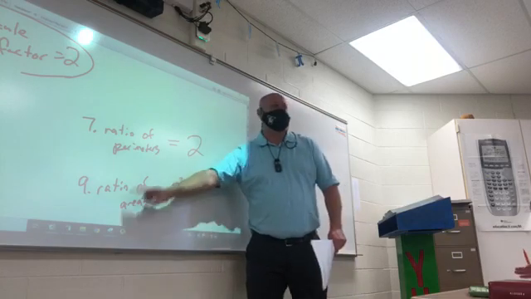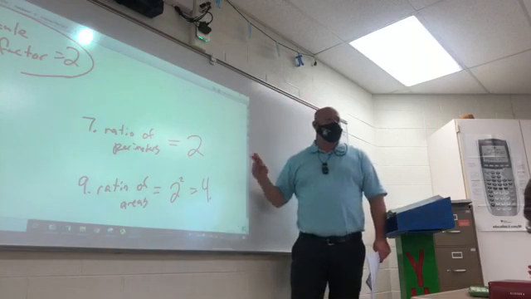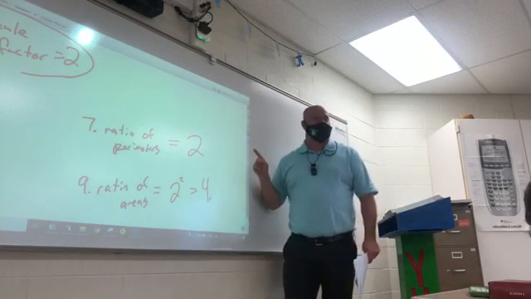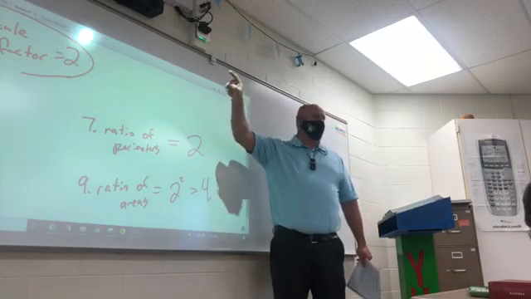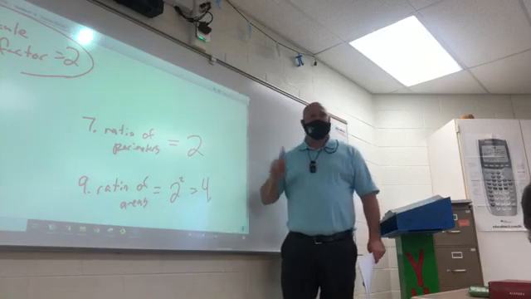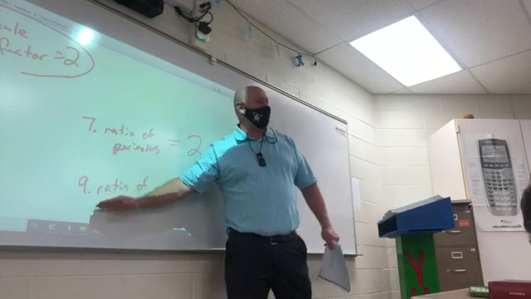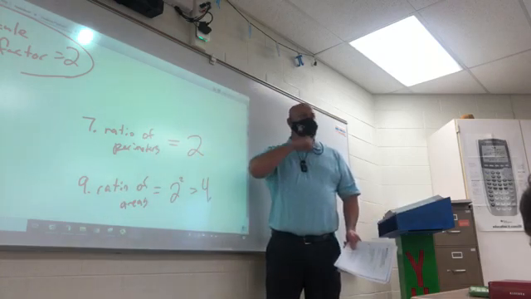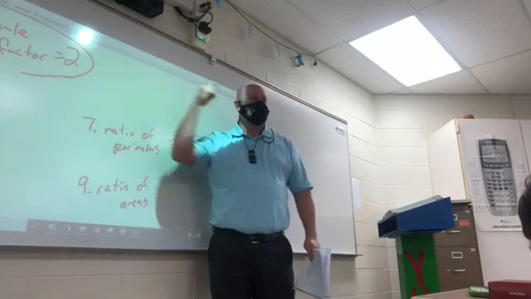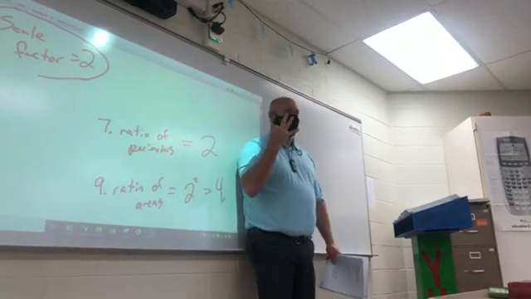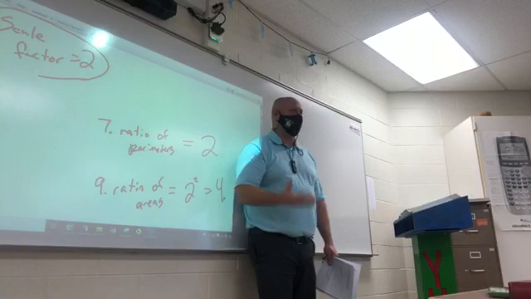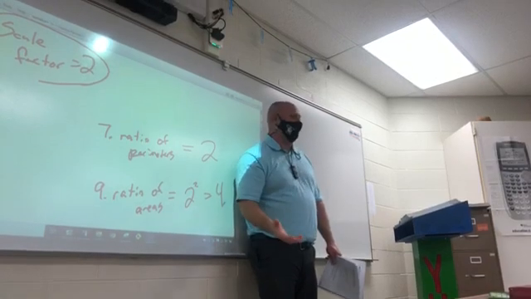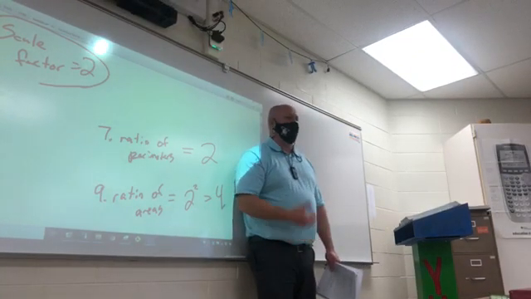It might say, what is the ratio of the areas? That answer will be whatever the scale factor is squared. If it says, what's the ratio of the volumes, let's say it's a box or something like that, it'll always be the scale factor cubed. Just raise it to the third power and you're done. You don't actually need to calculate anything. Are we good with those?